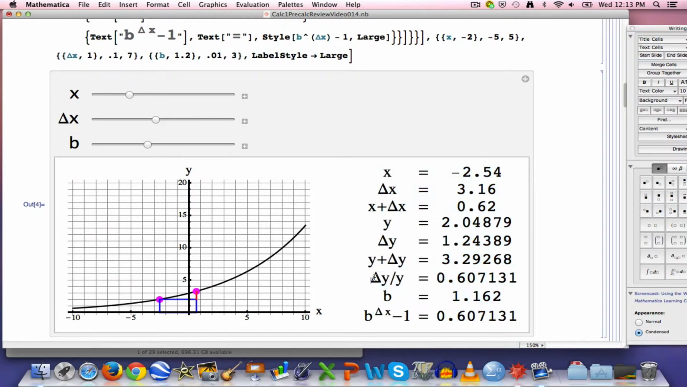And then once again, the main point is delta y over y, the relative change in y, equals b to the delta x minus 1. That happens for exponential functions and not other kinds of functions.